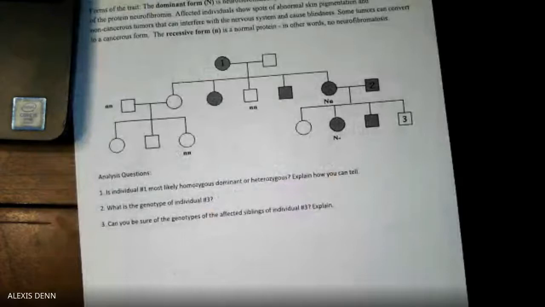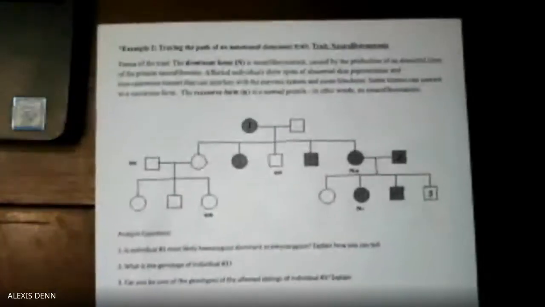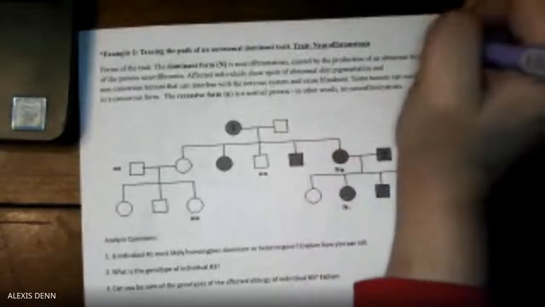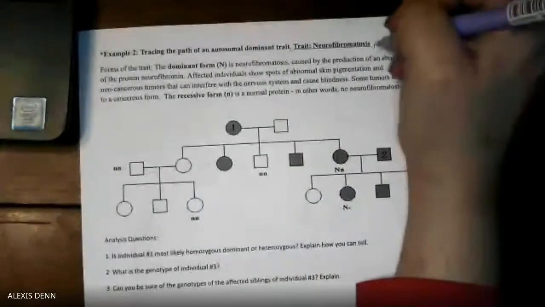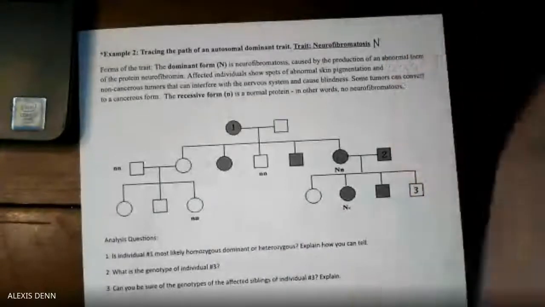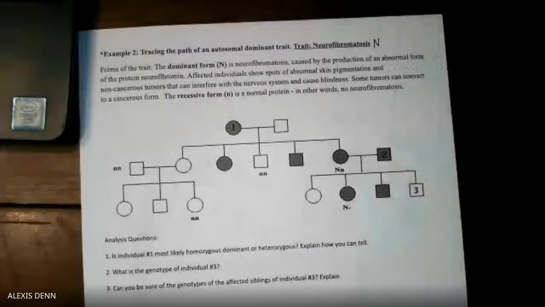Our next example is tracing an autosomal dominant trait. For this to be dominant, that means all they need is a single dominant allele. So I'm going to use the letter capital N. That's what they've given us in the problem.